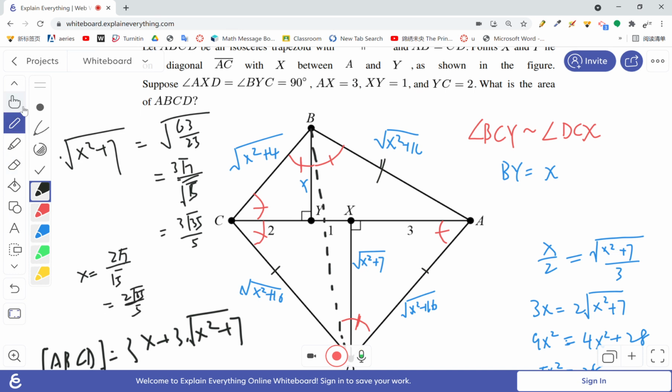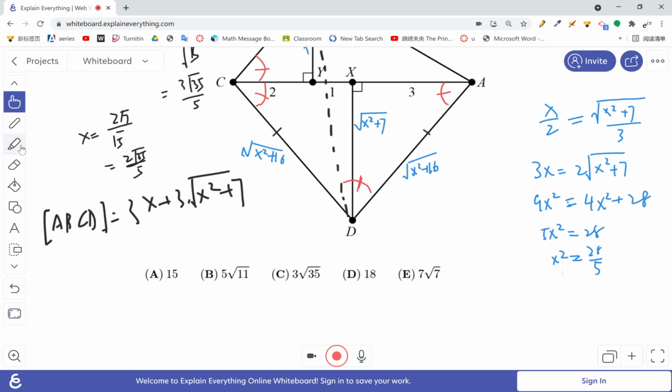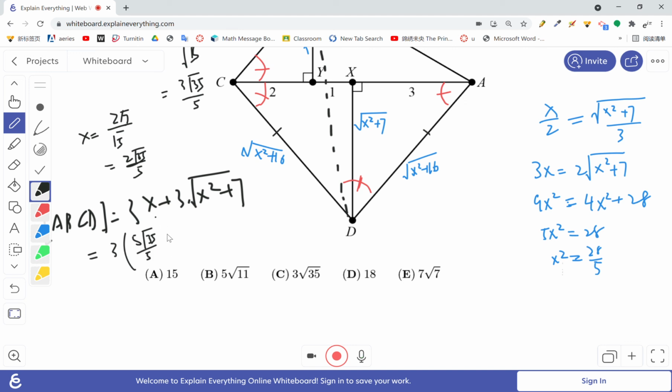Now you plug it back in, and this is basically just equal to 3 times 5 root 35 over 5. Let's cancel out, which gives us answer choice C.